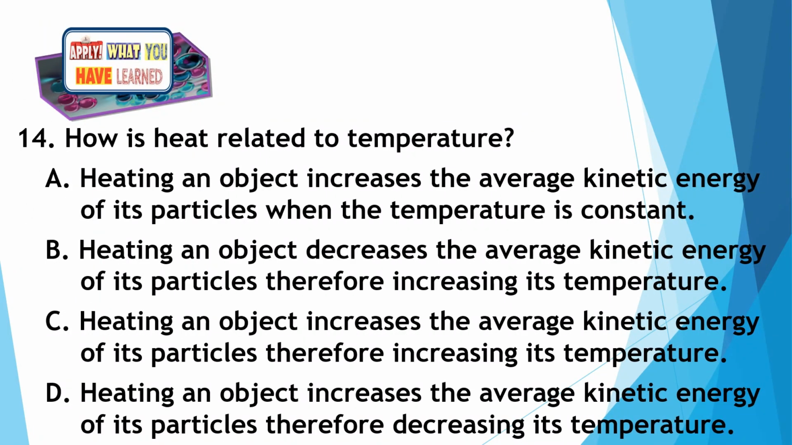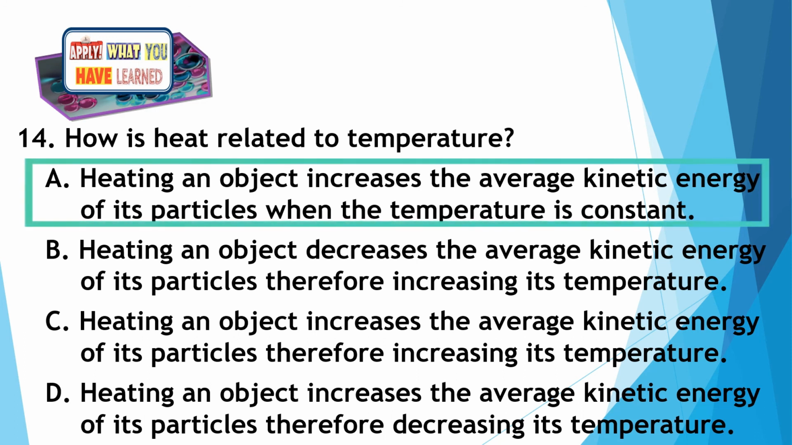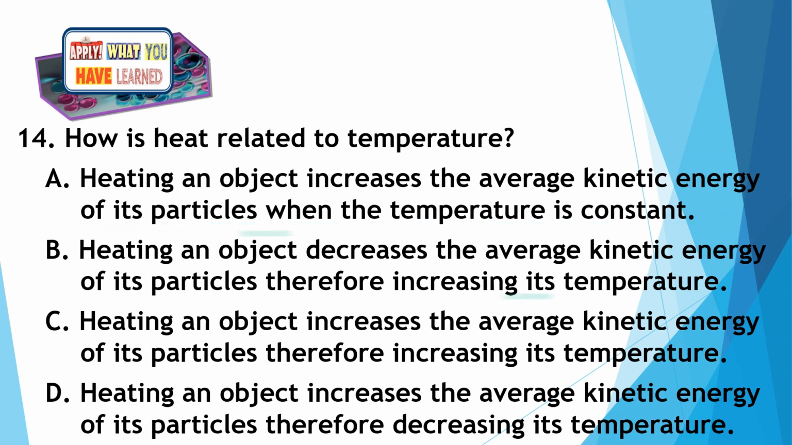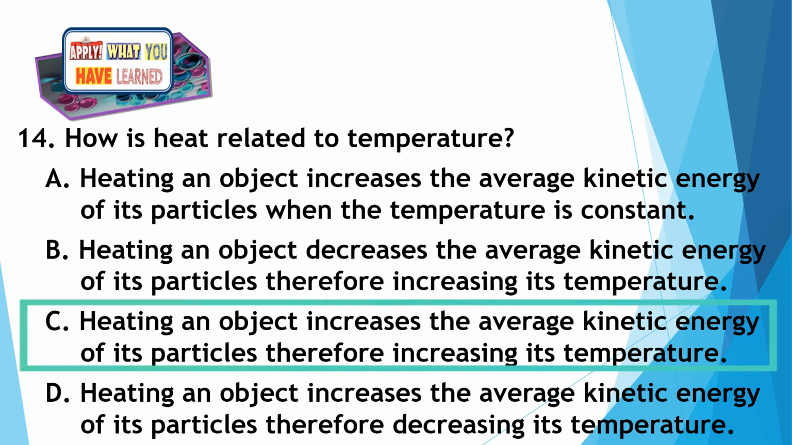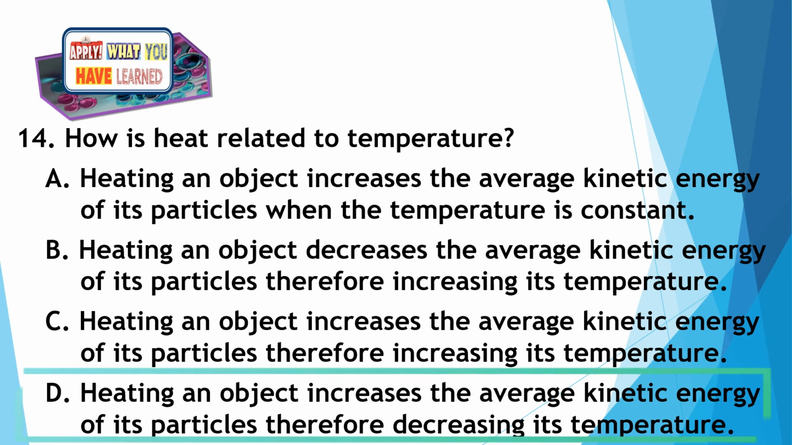Number 14. How is heat related to temperature? A. Heating an object increases the average kinetic energy of its particles when the temperature is constant. B. Heating an object decreases the average kinetic energy of its particles, therefore increasing its temperature. C. Heating an object increases the average kinetic energy of its particles, therefore increasing its temperature. D. Heating an object increases the average kinetic energy of its particles, therefore decreasing its temperature.